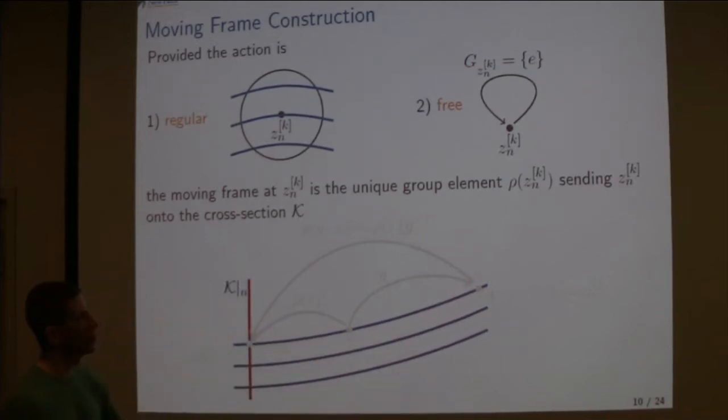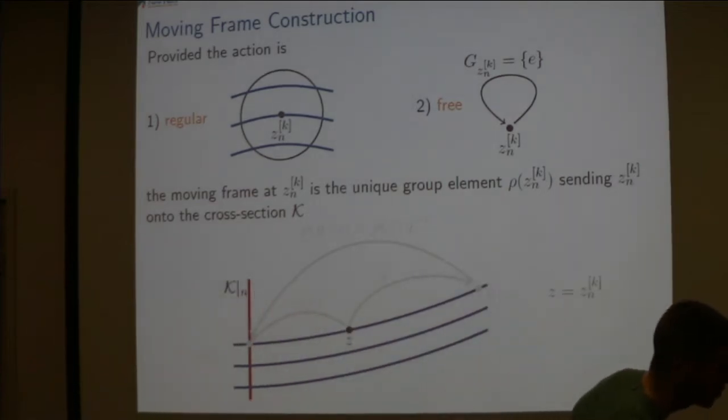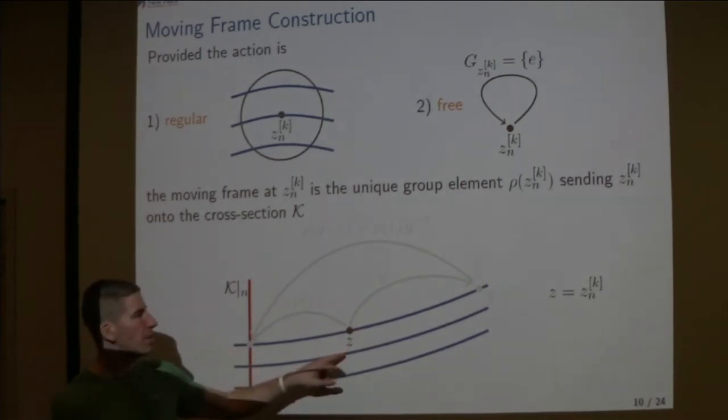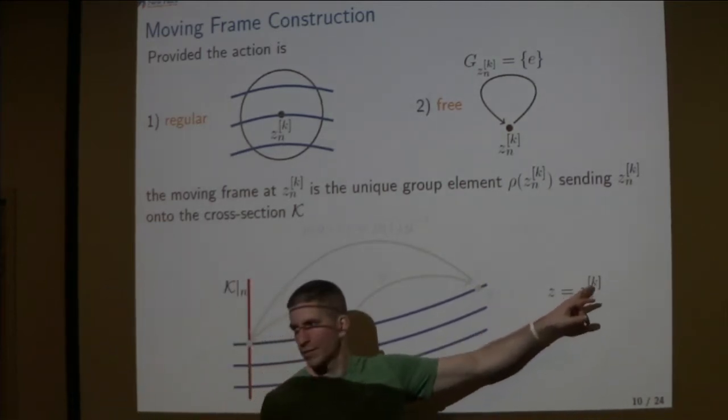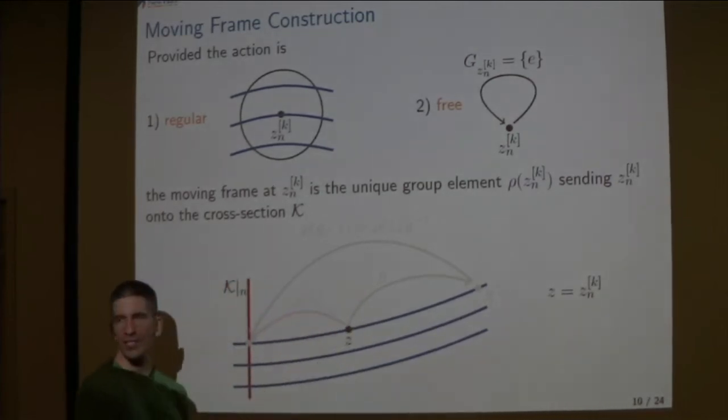Then you choose a cross section to these orbits, which here is denoted in red. So you have these orbits, and you have the cross section here. Then you choose a point in your space. Here I have z. So I'm using z as our discrete point. It just makes the picture nicer.